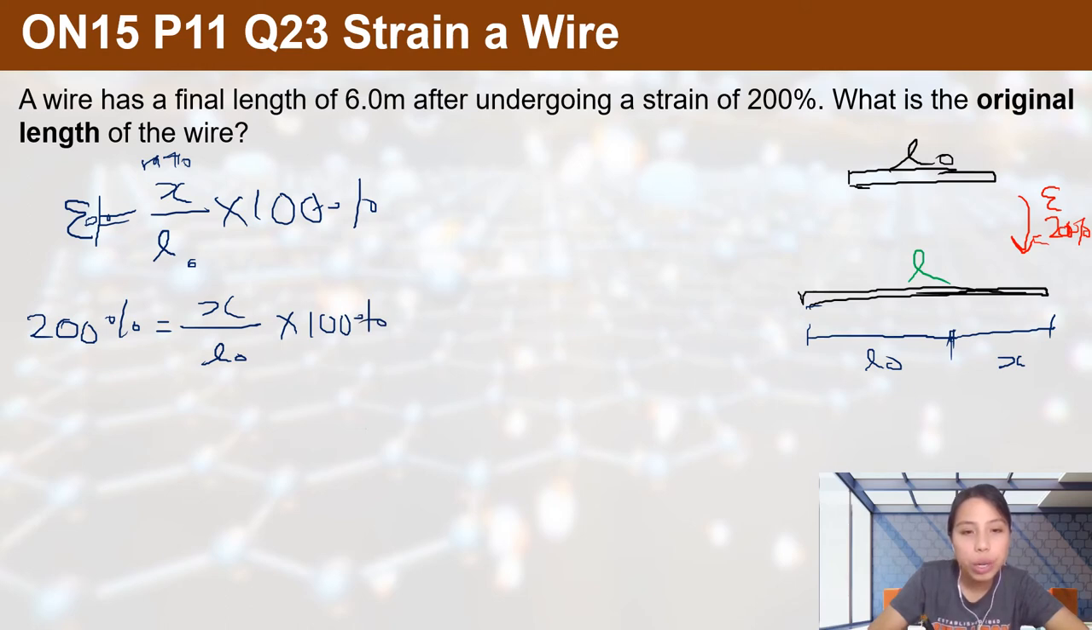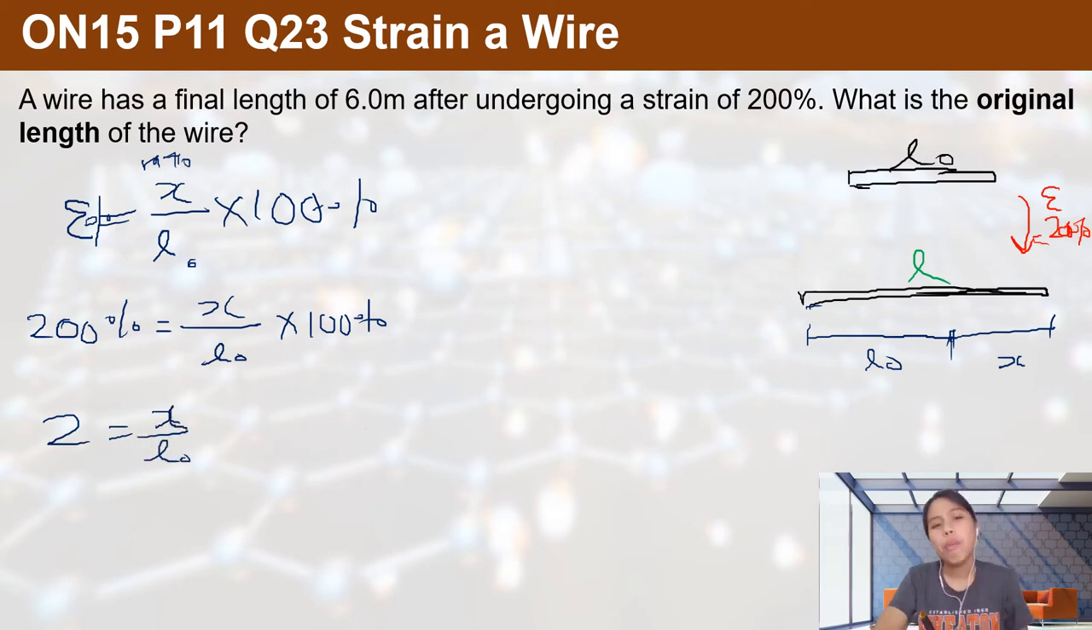Let me simplify a bit. So 200 divided by 100 is just 2 times. So now the ratio is 2 times. But what is X and what is L0? I need more information. Look at the right side. There's a way to relate L, L0, and X. How?